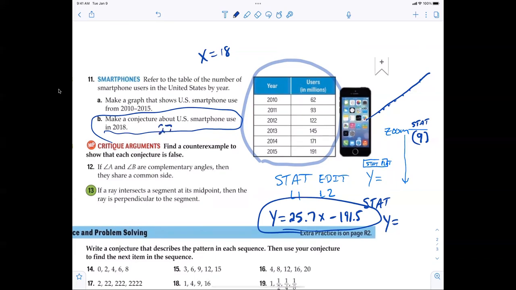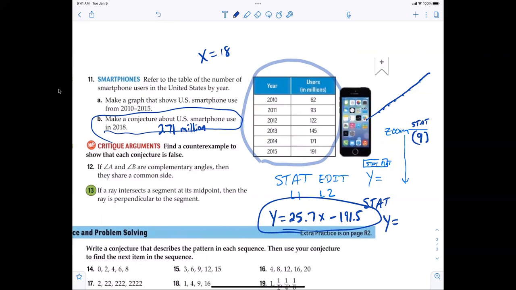271 million users. All right, 271 million. Now, guys, that is an important thing to understand how to use your calculator on. That's super important. We did it last year. I don't expect anybody to remember it, but now you're getting wiser. You're supposed to understand the calculator a little better.